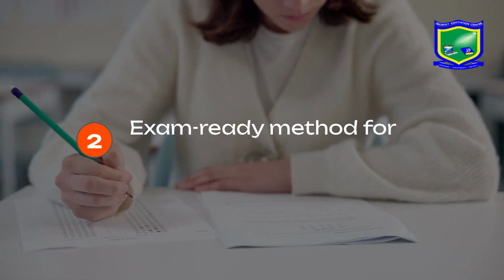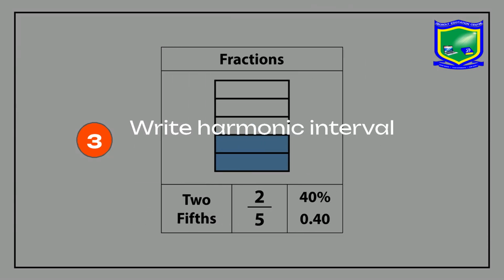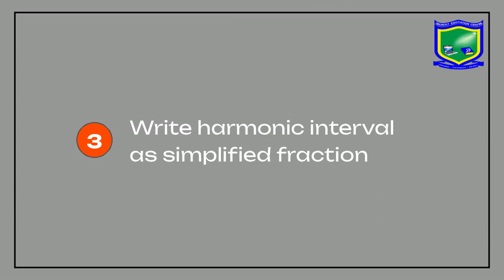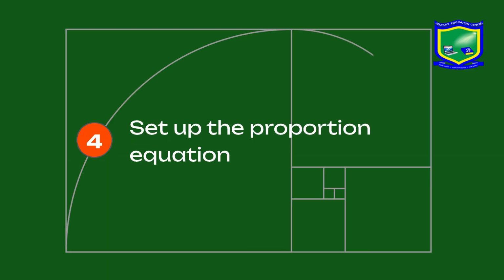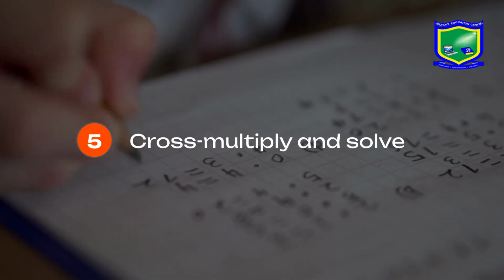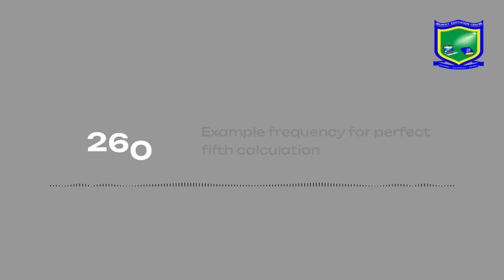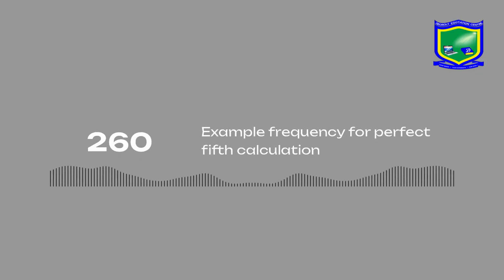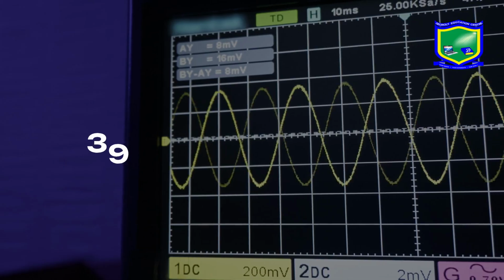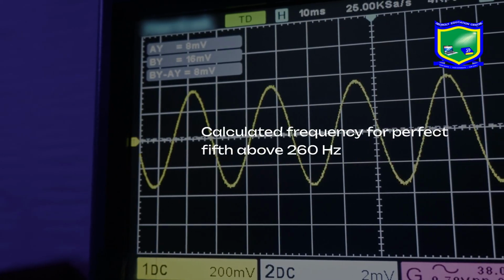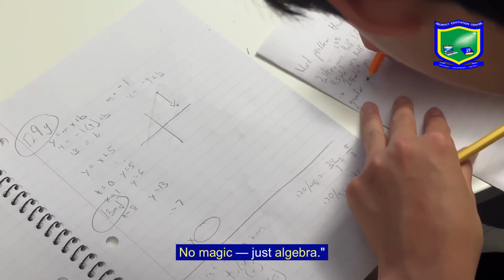Here's the exam-ready method. Step 1. Write the harmonic interval as a simplified fraction. Step 2. Set up the proportion, F1/F2 equals ratio. Step 3. Cross-multiply and solve. For example, if a perfect fifth above 260 Hz is required, then F2/260 equals 3/2. Solving gives F2 equals 390 Hz. That's it. No magic, just algebra.